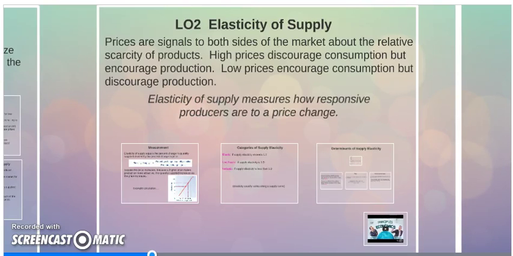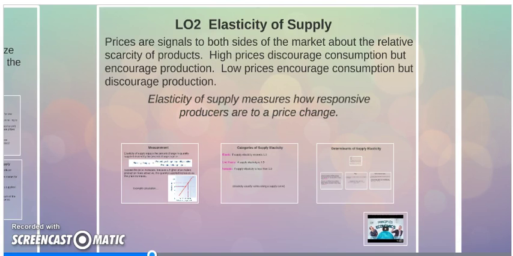Okay, today we're learning about supply, and we're in learning objective 2, which is the elasticity of supply. To begin, prices are signals to both sides of the market about the relative scarcity of products. High prices discourage consumption but encourage production. Low prices encourage consumption but discourage production. Elasticity of supply measures how responsive producers are to a price change.